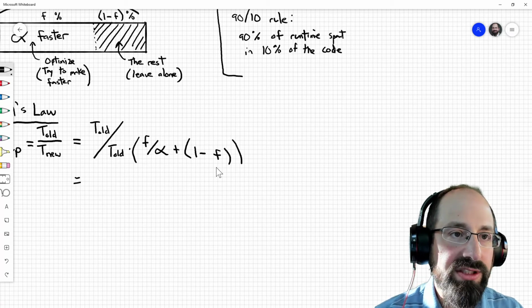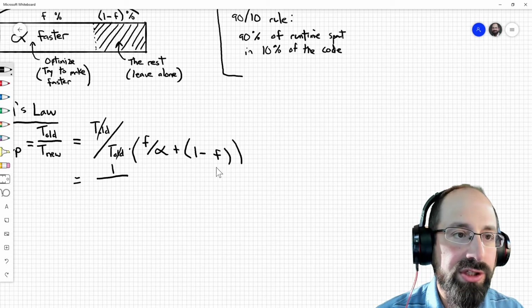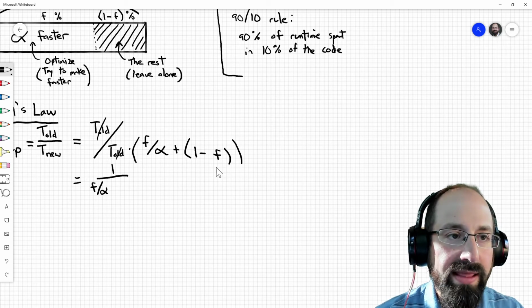And consequently, we could just cancel out the T old. So the actual original runtime isn't really relevant for the Amdahl's law observation, that our total speedup is going to be limited by that, right? F over alpha plus 1 minus F.